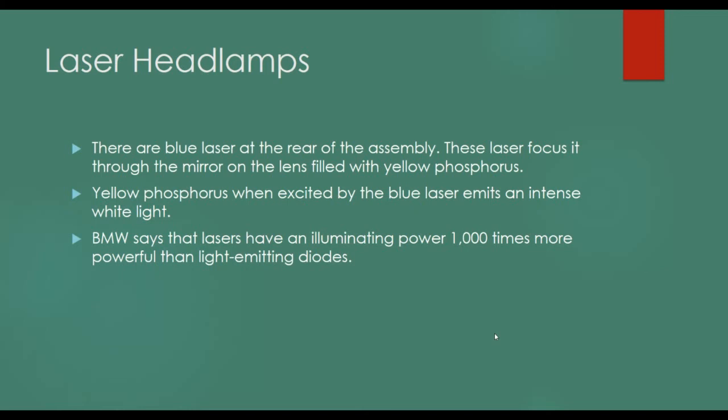So how does it work? It is said that lasers can harm your eyes, but here it is not the laser beam itself that is used directly. When the blue laser falls on the yellow phosphorus, it excites the yellow phosphorus and emits a very high intensity white light.